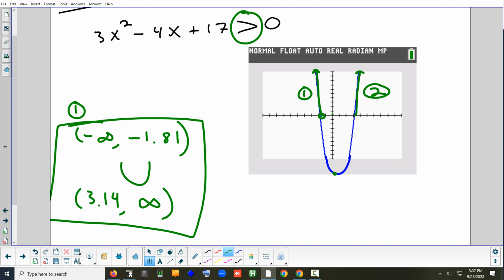If you want to know where it's below 0, it's between negative 1.81 and 3.14. That's the blue section. So that's solving a quadratic inequality on the calculator. Any questions on that? Okay.